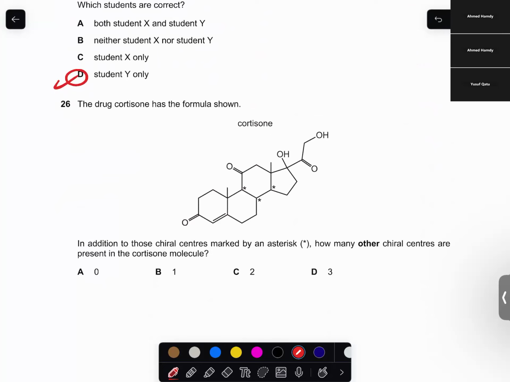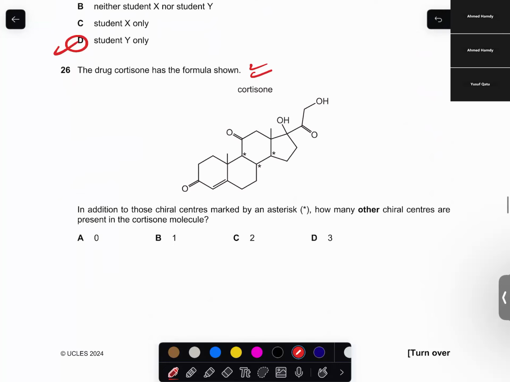The drug cortisone, be careful about the drug cortisone and cholesterol because they came a couple of times in the exam. Cortisone has this formula. In addition to those chiral centers marked by the asterisk, how many other chiral centers are present?